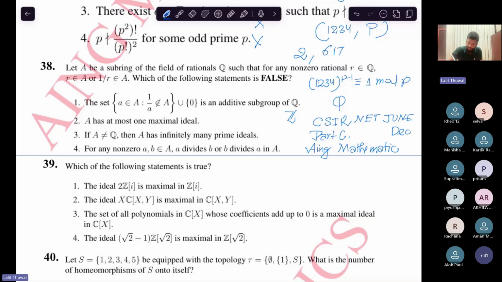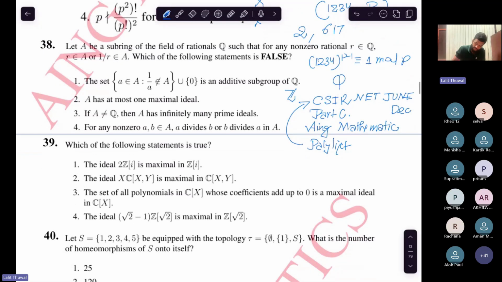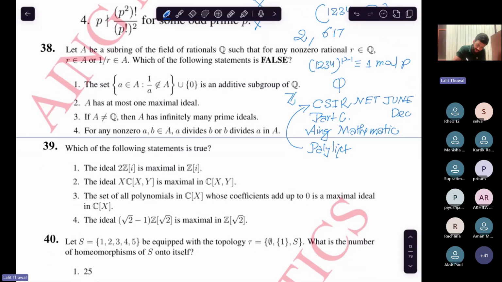So watch that. Go to the playlist and find the part C question. Look in CSIR NET June 2023, CSIR NET 2024 or CSIR NET December 2024. In one of them, in part C, there is a question on a local PID, and that was very nice. You can check it out there. So it is a local PID actually.